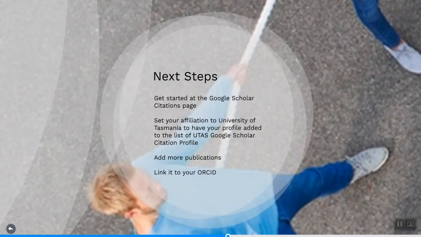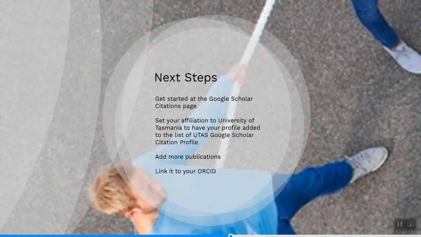As you add your details, set your affiliation to the University of Tasmania to have your profile added to the list of UTAS profiles. You can then search for other publications you might have, and then link this new profile to your existing ORCID, so that anyone who views your Google Scholar profile can see a full publication list and more about your research career on your ORCID profile.